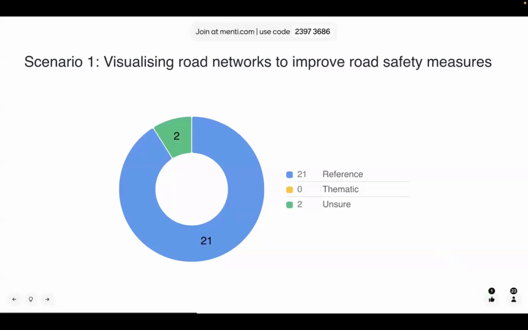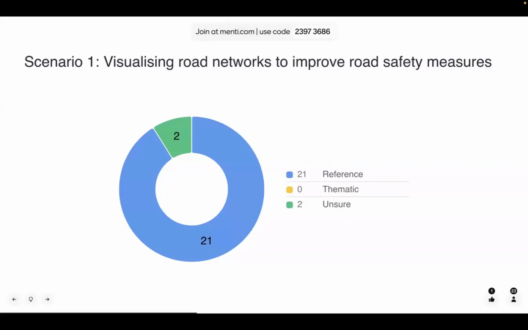At first glance, this might be said to be a type of reference map. I would agree, because what we are doing is simply pinpointing existing road networks onto a map, right? It's giving us what we see in the physical environment onto a map. However, you might argue that this could also be seen as a thematic map because we are studying the existing road networks to then improve road safety measures, which arguably is a type of accident analysis.